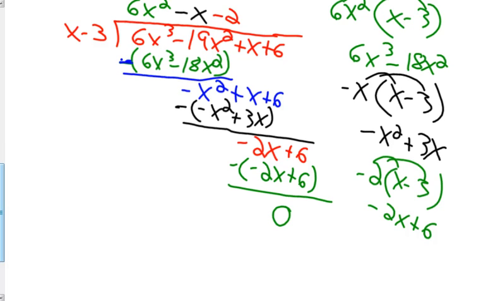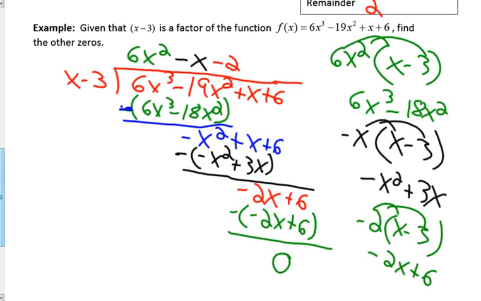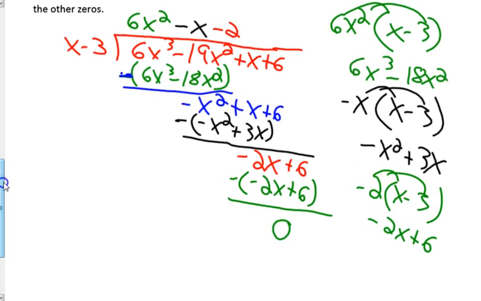Okay, but actually you're not done, because I have this 6x squared minus x minus 2. That needs to be factored, because the whole point of doing this is finding all of the zeros. So you would still need to factor this 6x squared minus x minus 2. But I'm not going to do that right now because I want to show you the other way. All right, let's go on to the next page.